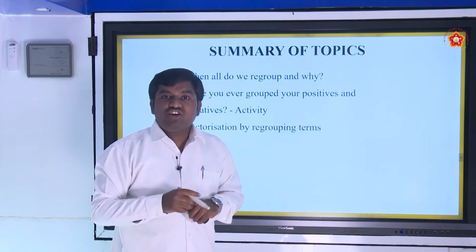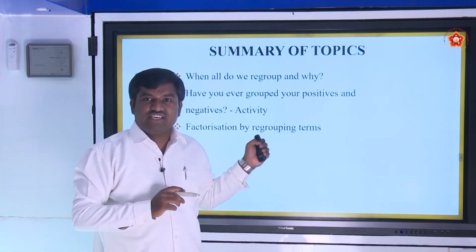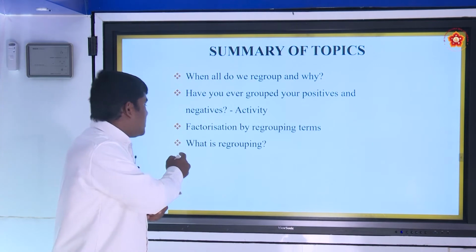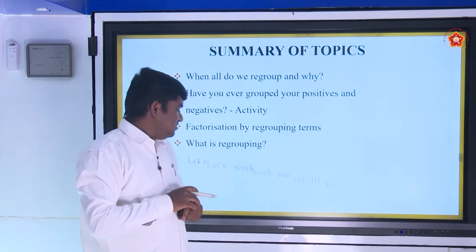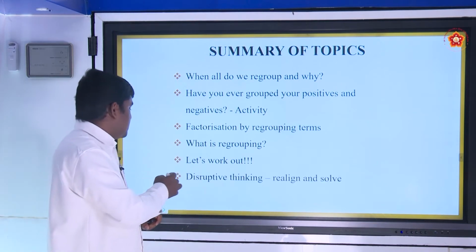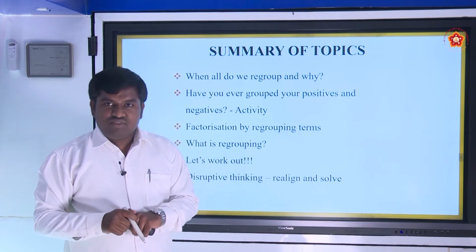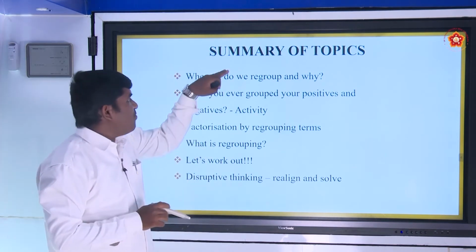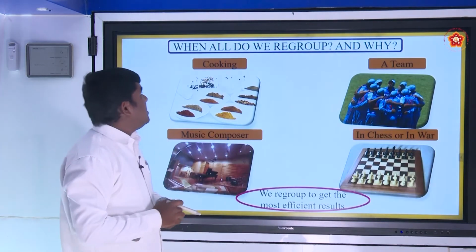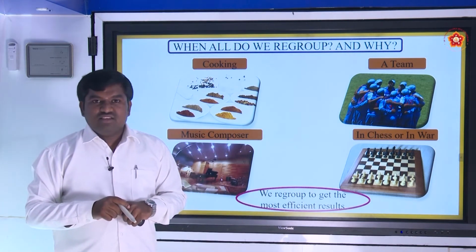Factorization by regrouping terms. This is the second method of factorization. What is regrouping? Next, let's work out some problems. Next, disruptive thinking, realign and solve. Okay, we will go one by one. When do we regroup and why?